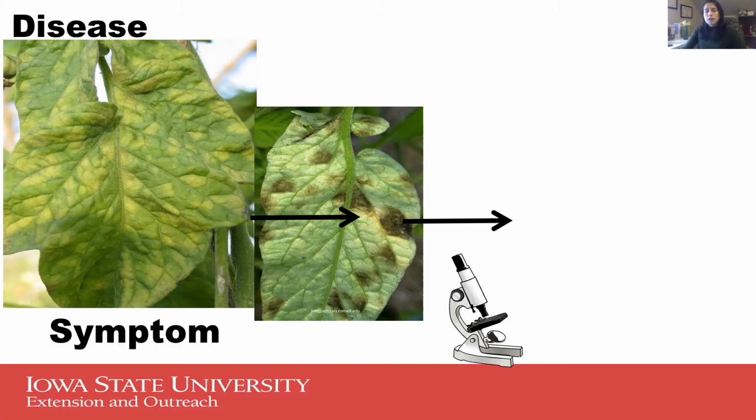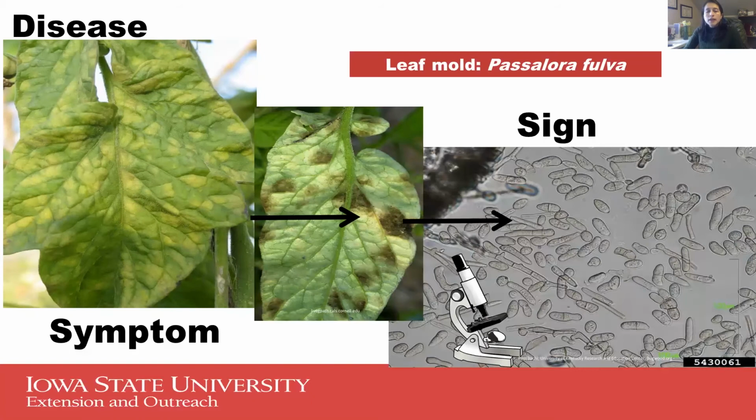When you send it to me, regardless if it comes with the fuzz or not, I can then take that sample and give it the humidity that it needs so that those signs of the pathogen will develop, and then I will proceed to use magnification. We have lots of microscopes and great tools in the clinic where we can look for signs or evidence of pathogens. In this case, that brown fuzz is the spores of a fungal pathogen, Passiflora fulva. This fungal pathogen is the causal agent of tomato leaf mold.